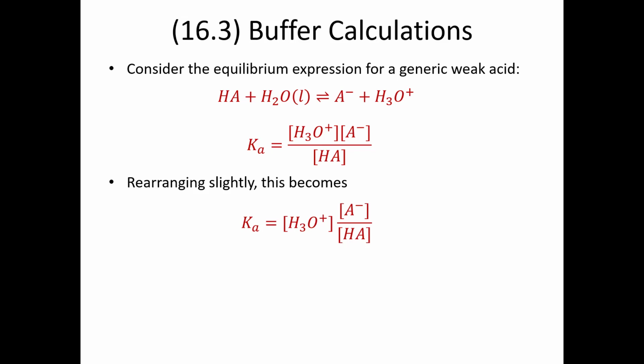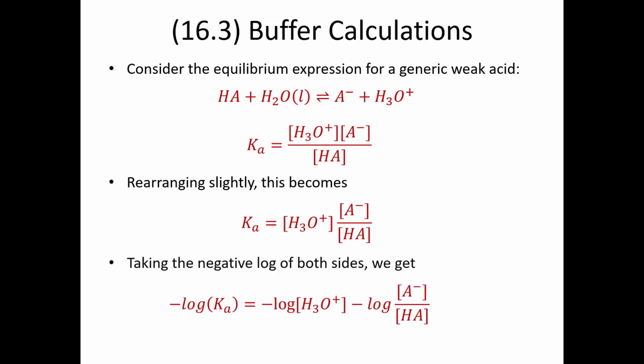And that's great, but what's the problem with Kas? Kas are these really big numbers with powers of 10, or they're really small numbers with powers of 10, like 1 times 10 to the negative 15, or 9.7 times 10 to the negative 7. And those aren't really fun numbers to work with, but what are? Well, if I do the negative log of things, what do I get? So if I take the negative log of this whole equation, and we know our log functions, what this turns into is the negative log of the Ka equals the negative log of H3O+, plus the negative log of A minus over HA.